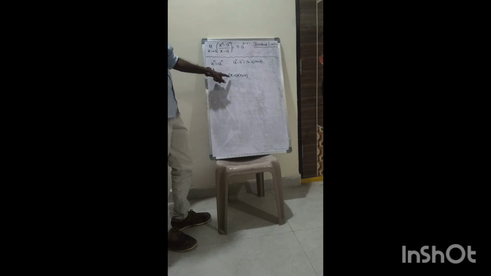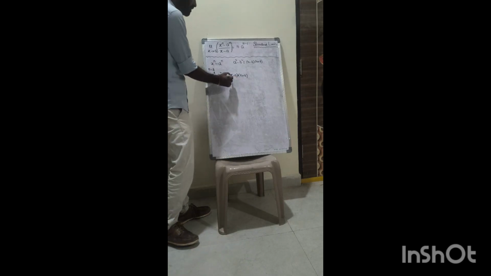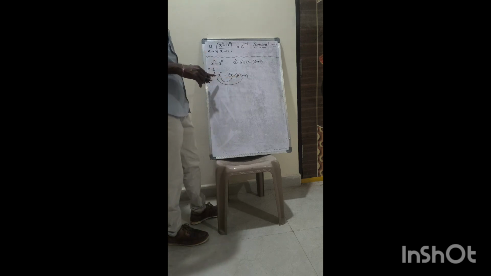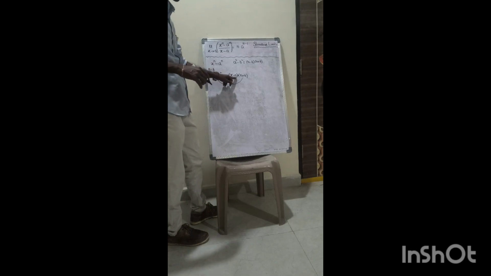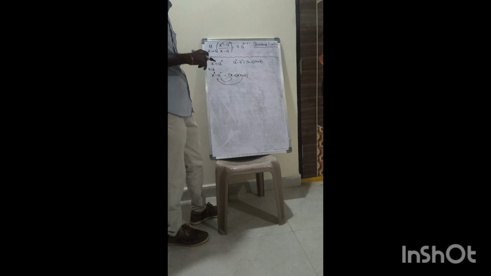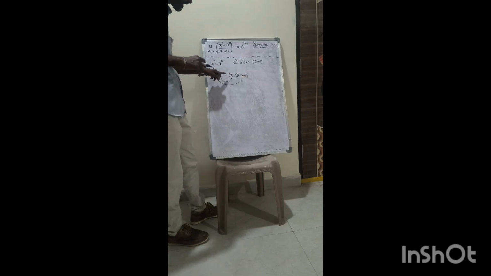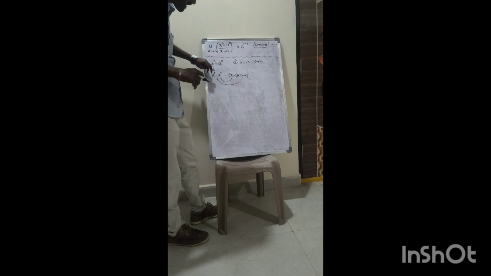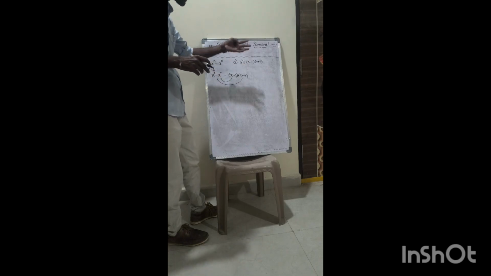What do you mean by this? X minus a and x plus a, these two are factors of x square minus a square. What do you mean by factor? That means if I divide x square minus a square with x minus a, it gives the remainder 0 and it gives the quotient x plus a.